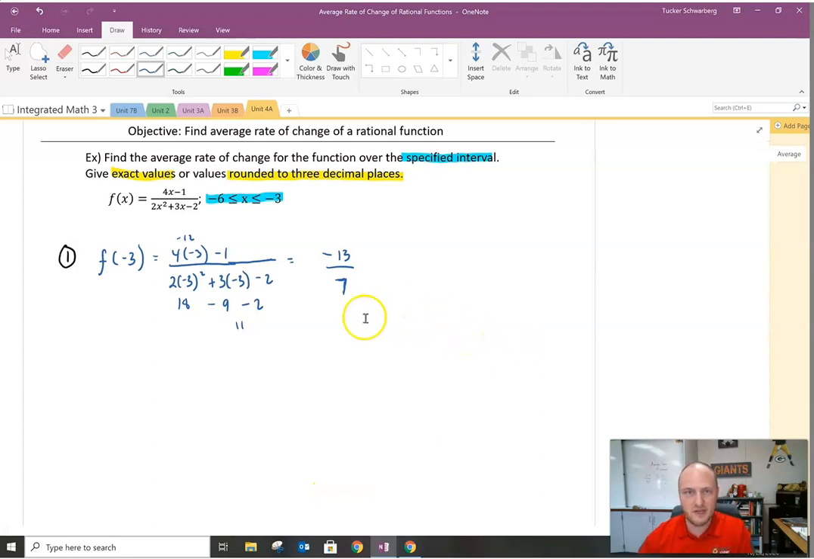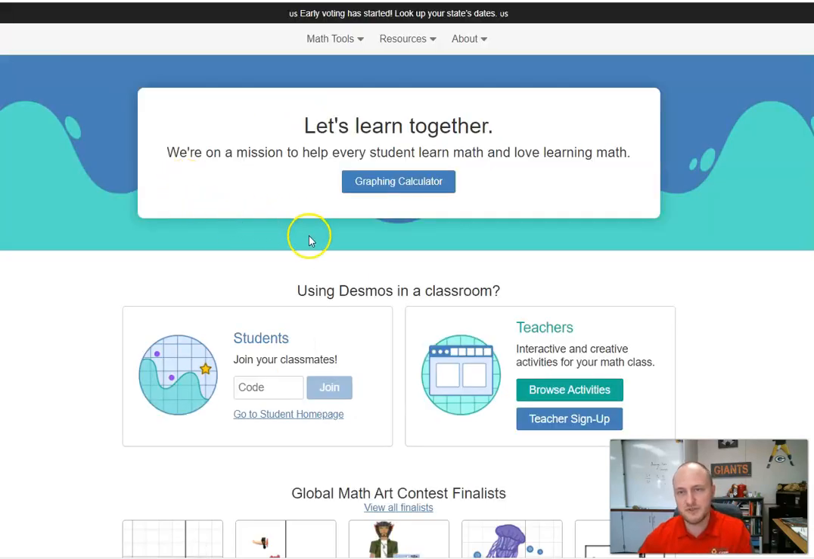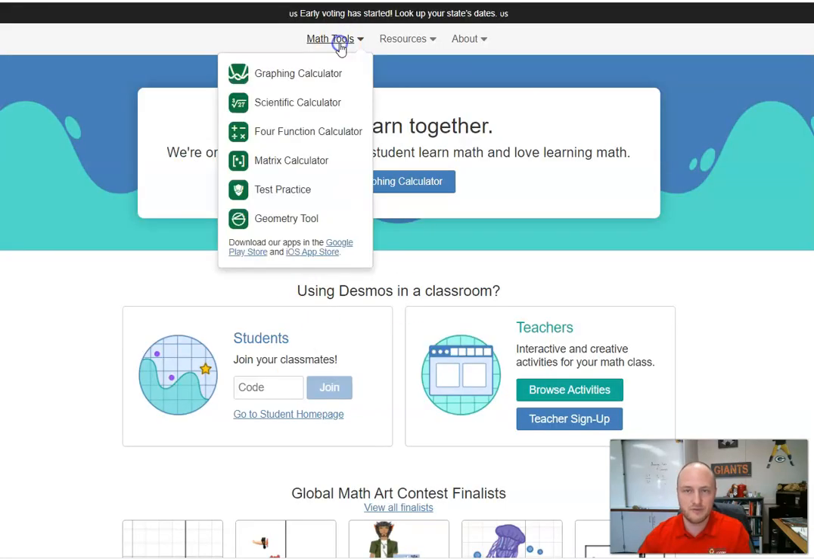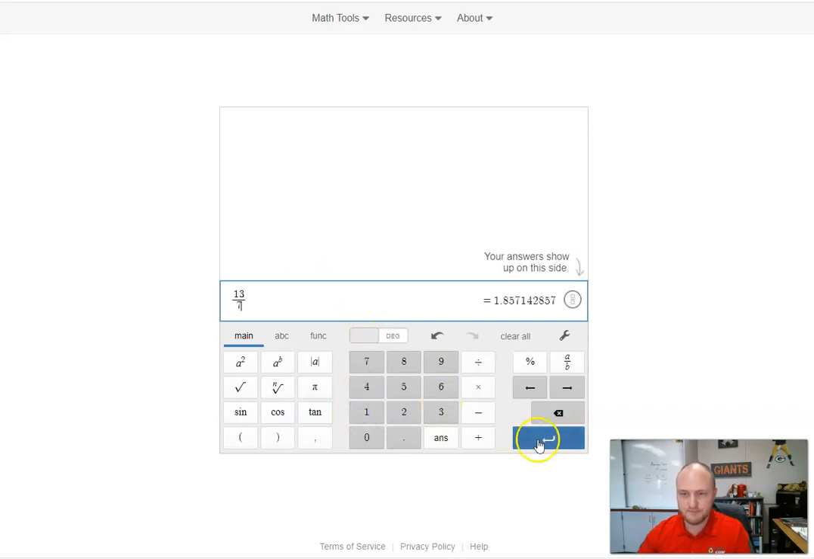So what I'm going to do is go to my calculator. Now I recommend for you guys, if you need a calculator, go to desmos.com, and underneath their math tools here, you can get a scientific calculator. And here's their scientific calculator. I'm just going to plug in, okay, what is 13 divided by 7? And over here is your answer.